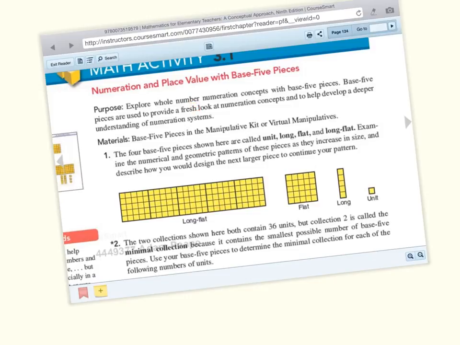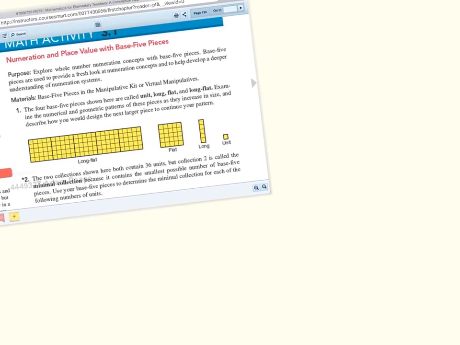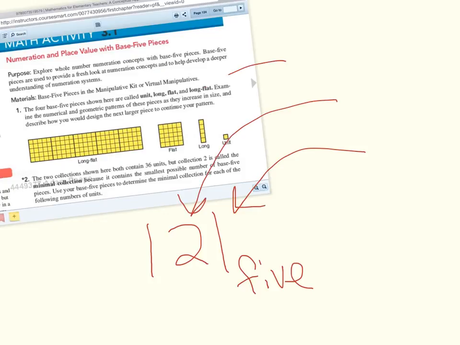Oftentimes, this minimal collection notation is really useful for us. And so this particular minimal collection of 1 flat, 2 longs, and 1 unit, if we are writing that out in base 5 notation, we would say that we have 1, 2, 1, base 5. That does not mean that we have 121 units. It does not, because we just saw this is only 36 units. These are simply placeholders. And so in our minds, when we see this, we should think of 3 distinct, different pieces, meaning that I know that I have 1 unit, 2 longs, and 1 flat.